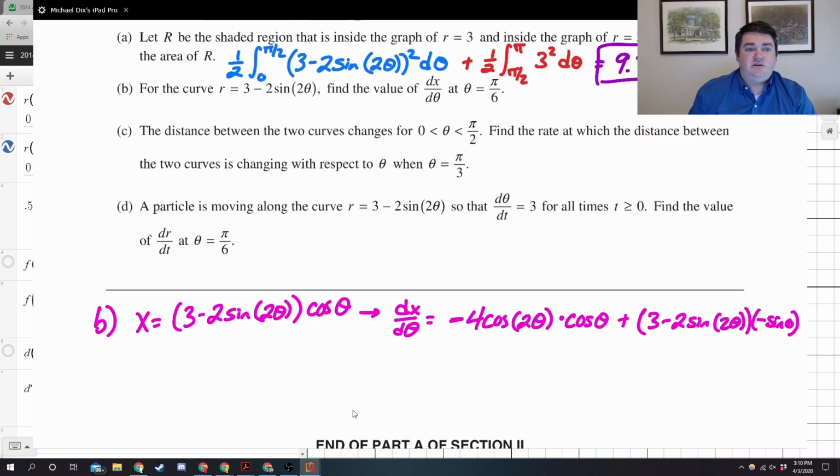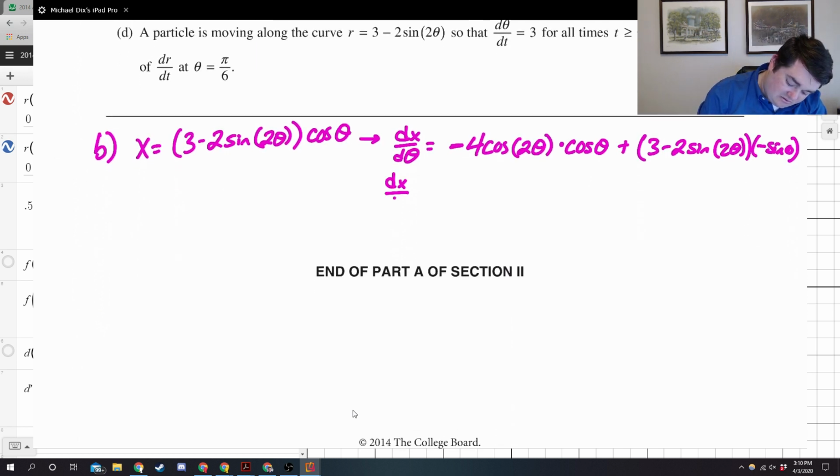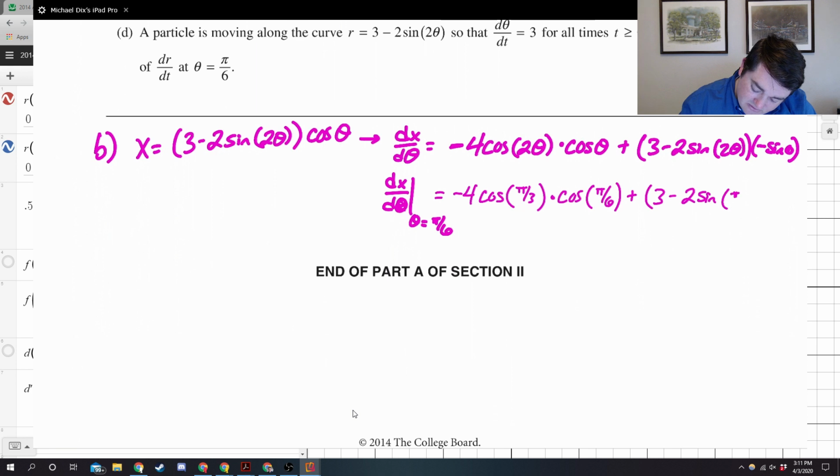And they want to know, they being the AP exam, find the value of dx d theta at theta equals pi over 6. So dx d theta evaluated at pi over 6 is going to be negative 4 cosine of 2 times pi over 6, so pi over 3, times cosine of pi over 6, plus 3 minus 2 sine of pi over 3 times negative sine of pi over 6. Almost ran out of room there.